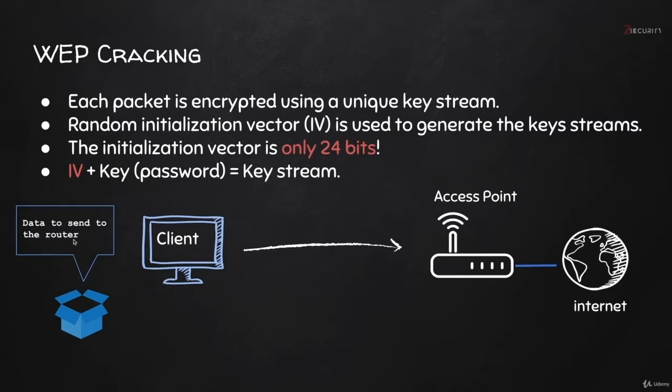So in order to encrypt this, WEP tries to generate a unique key for each packet. So literally each packet that's sent into the air, it tries to create a new unique key for it. To do that, it generates a random 24-bit initialization vector. The initialization vector is then added to the password of the network, to the actual key that people use to connect to the network. This generates a key stream, and then this key stream is used to encrypt this packet and transform it into gibberish.